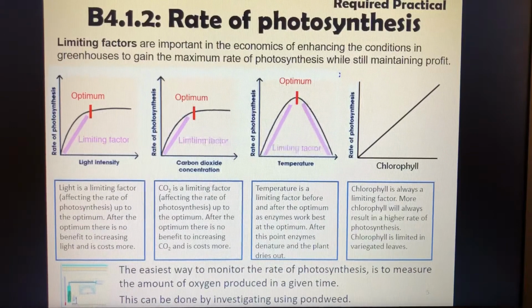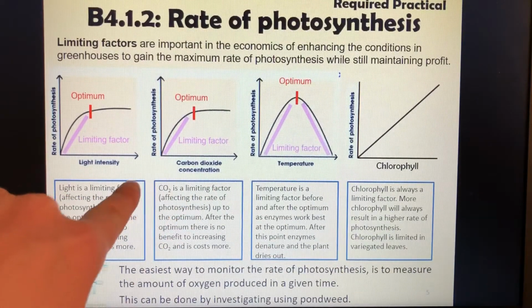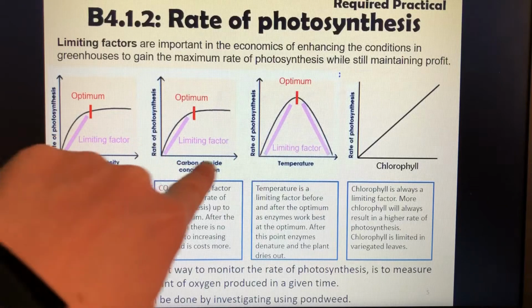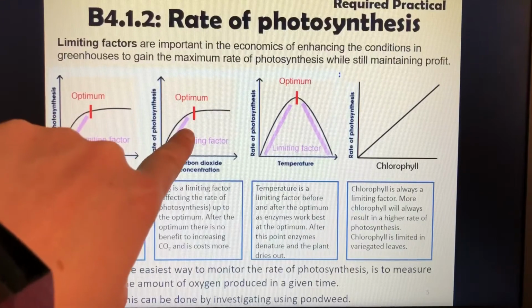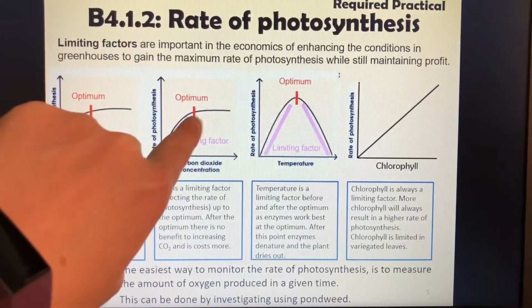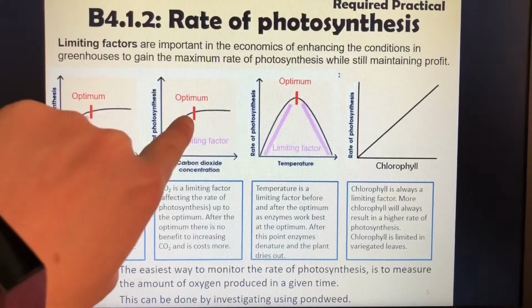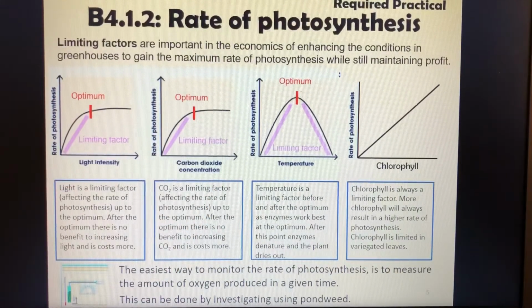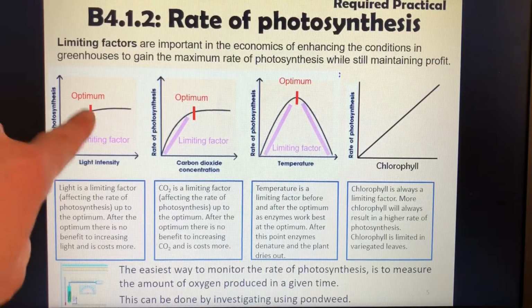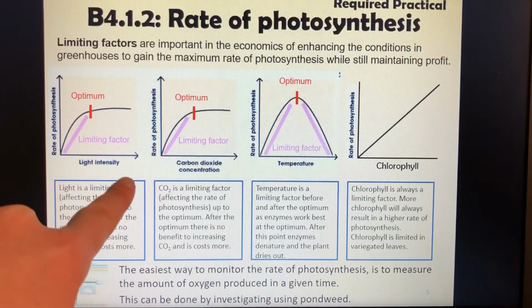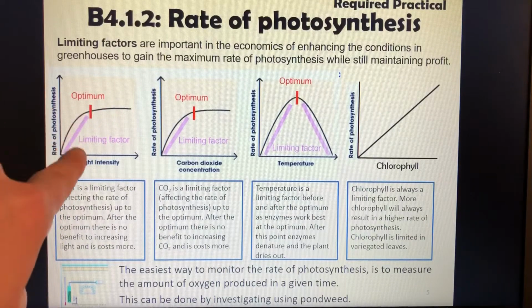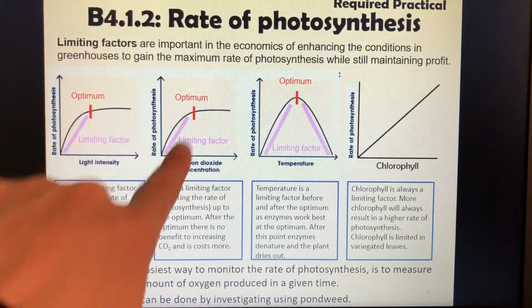The same thing happens with carbon dioxide. If this was a greenhouse scenario, we could pump more carbon dioxide in and it would increase the rate of photosynthesis up to that optimum point. It's going to cost more money to get the carbon dioxide increased any further, and yet it's having no profitable impact because there's no extra photosynthesis, therefore it's not improving growth anymore. Now, as soon as one factor hits the optimum, something else becomes a limiting factor. So once light intensity is at the optimum, it's no longer a limiting factor, something else has become a limiting factor.